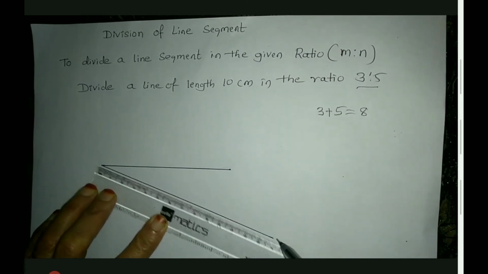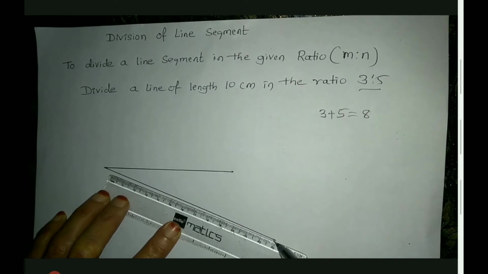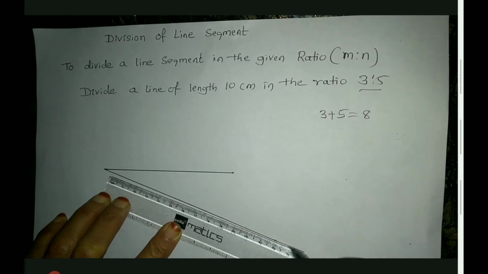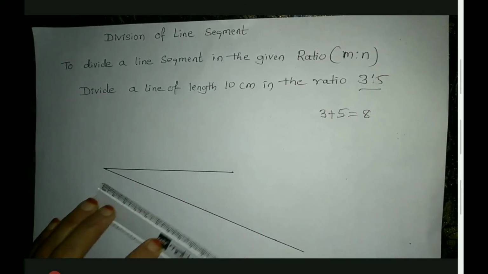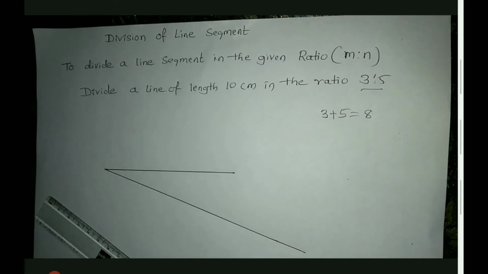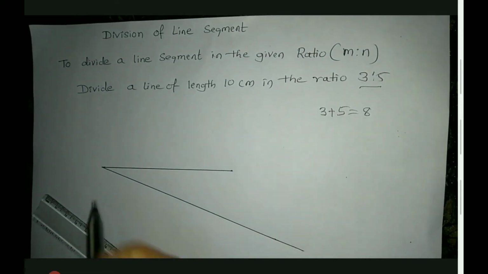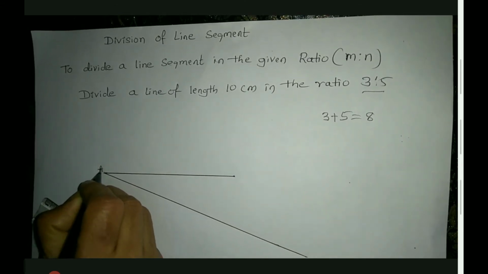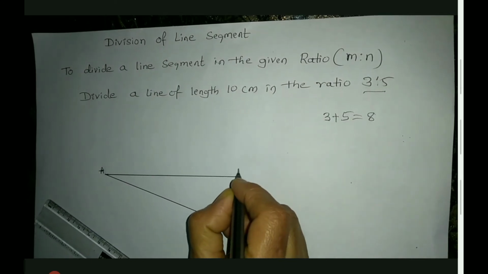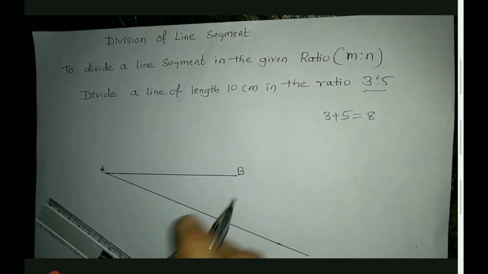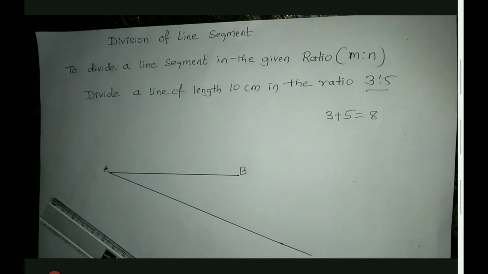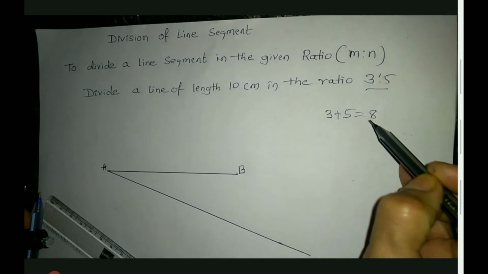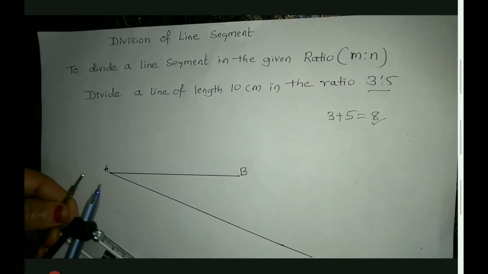So we have the required length. So you got two lines here. One is the given line of length 10 cm. The other line makes an acute angle with the given line. So you name this line AB. The initial point is A and B is the final point here. AB is a line segment of length 10 cm. And at A there is an acute angle and you draw one more line. And here you have to make 8 equal parts.